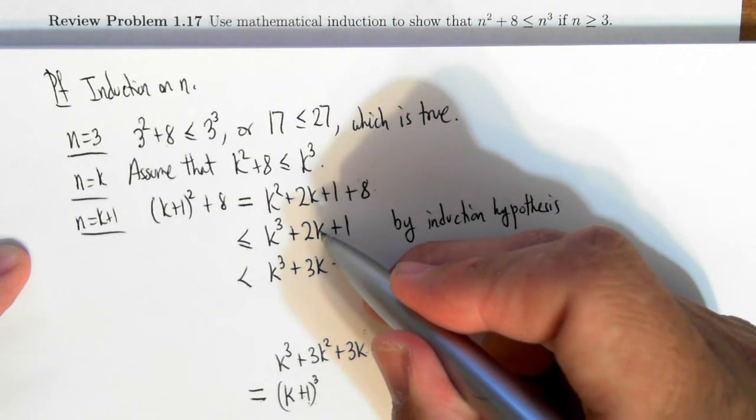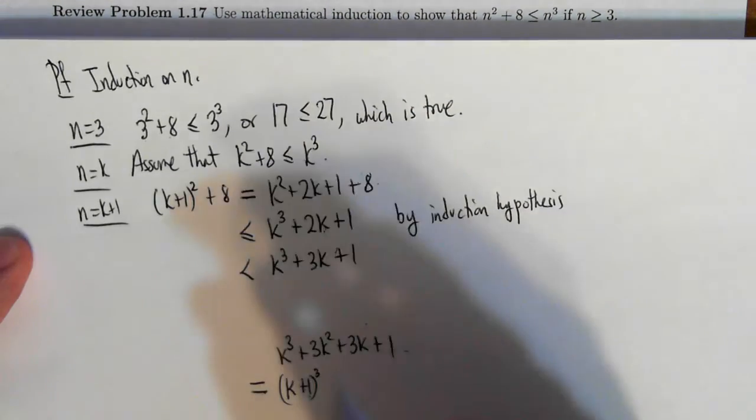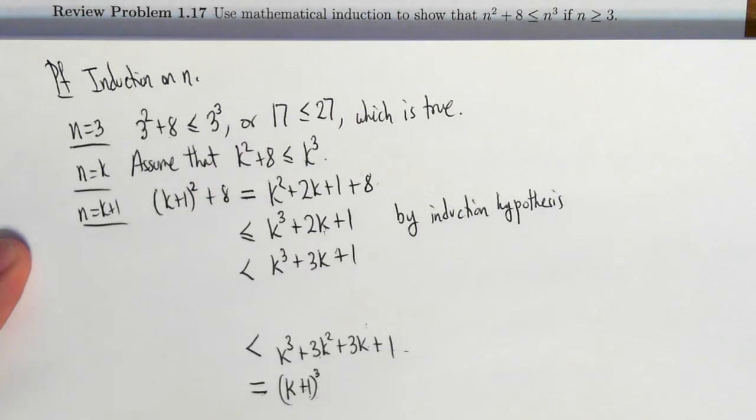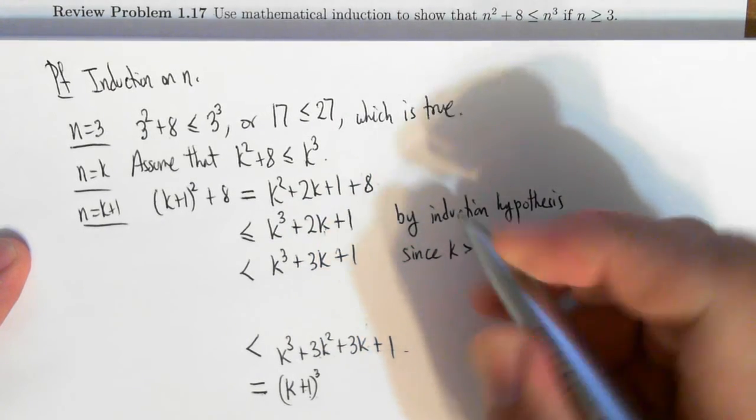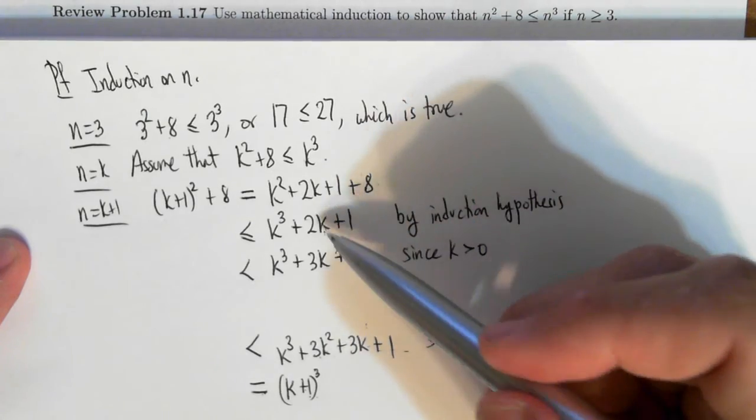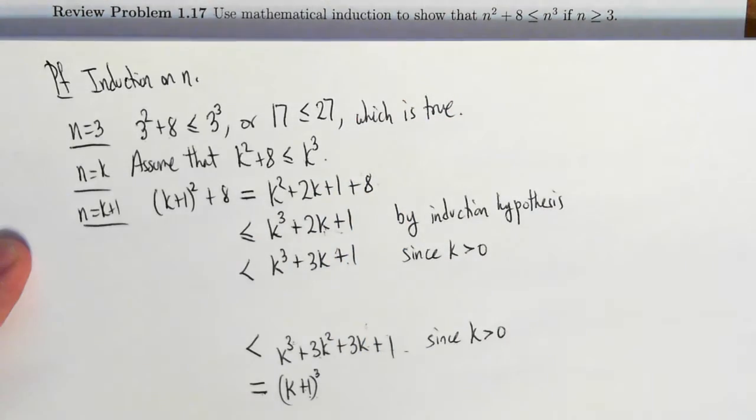If I add an extra k to this, if k is positive, then I've made it bigger. Also, if I added an extra 3k squared, I'll make it bigger again. So this is going to be less than this because k is greater than 0. So because k is greater than 0, this will be less than this, which in turn is less than this.